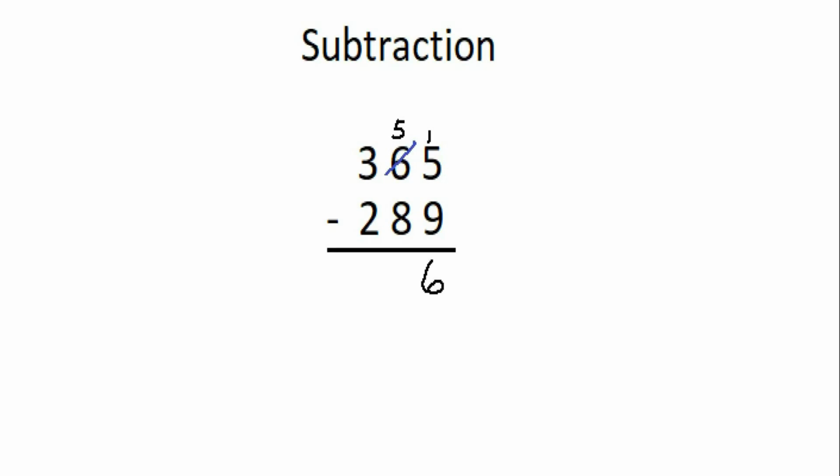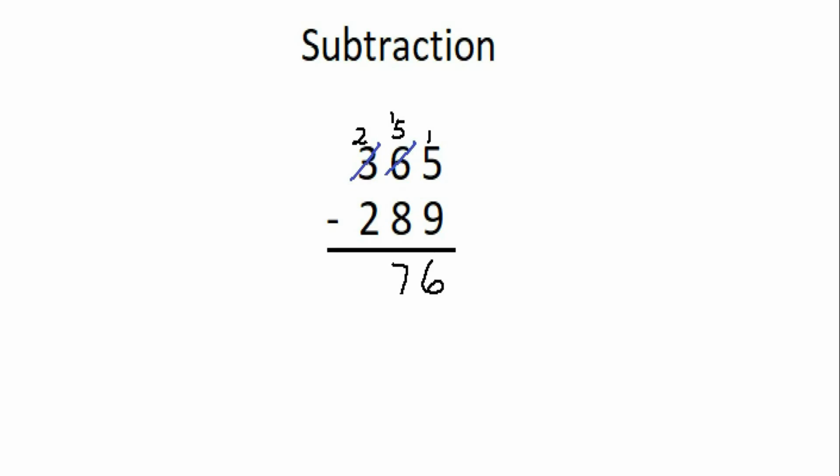Now let's move over to the tens column to subtract. 5 minus 8. Again, I cannot subtract 8 from 5 because 8 is bigger than 5. In order to make 5 big enough to subtract 8, I must first borrow 1. To borrow, I'm going to cross out 3, and 3 becomes 2. And the 1 I borrowed goes here, over the 5. 5 is now 15. 15 minus 8 is 7.